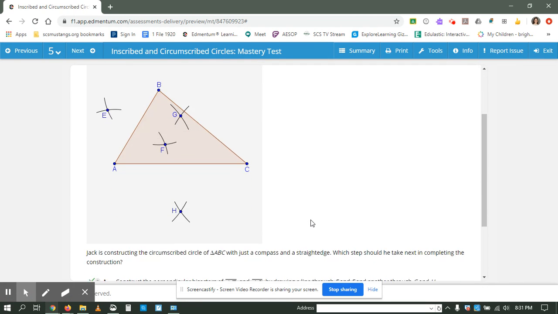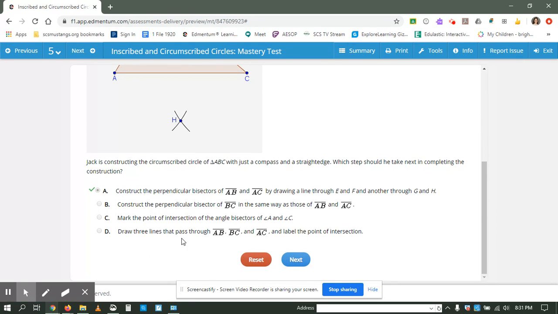5 is a constructions question. That one is A. Construct the perpendicular bisectors of AB and AC by drawing a line through E and F and another through G and H, or A, if yours match.